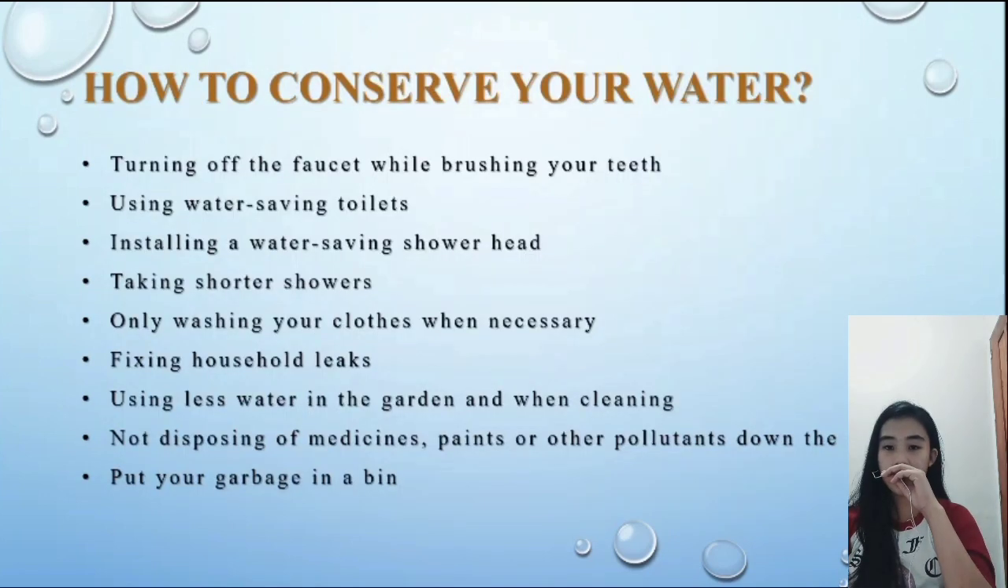How we conserve water as an individual. Turning off the faucet while brushing your teeth, using water-saving toilets, installing water-saving shower heads, taking shorter showers, only washing your clothes when necessary, fixing household leaks, using less water in the garden and when cleaning, not disposing of medicines, paints or other pollutants down the sinks. Put your garbage in a bin.